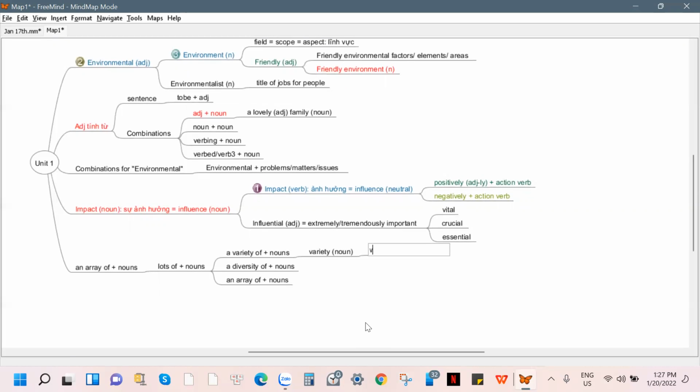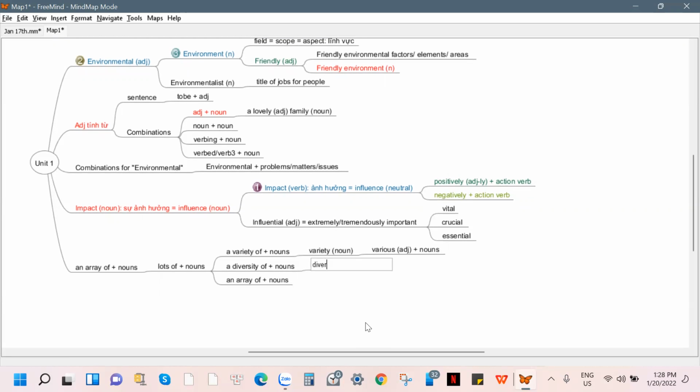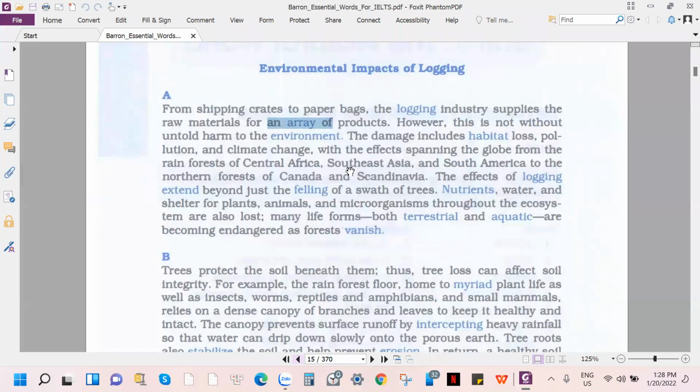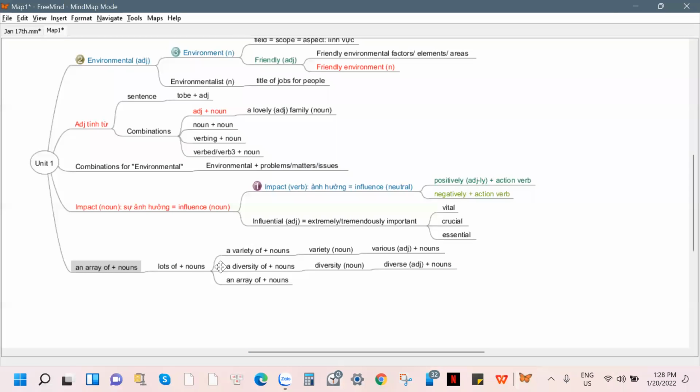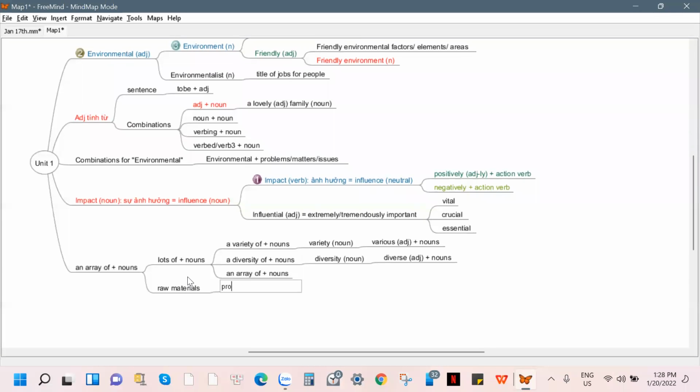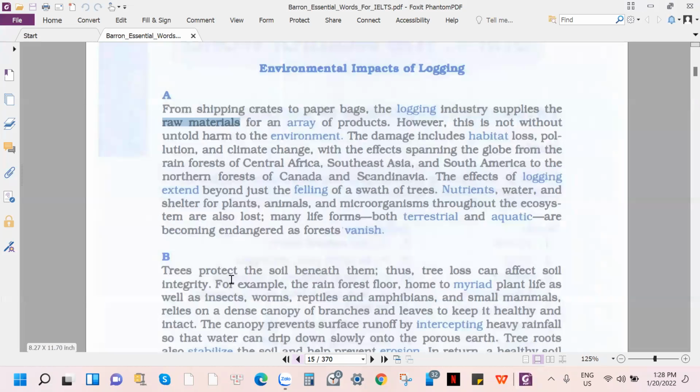Instead of using the noun, you can choose to use an adjective, ADJ. Various what? Various choices. A diversity. Diversity is a noun in English, and we can say diverse choices. So after various and diverse, please try to use plural nouns. Right here, they are talking about products. They are talking about raw materials. Raw materials and products are the key words in this paragraph.